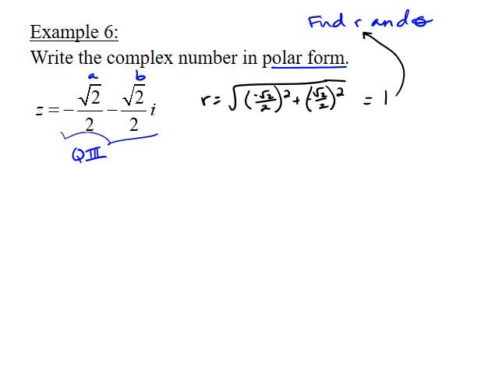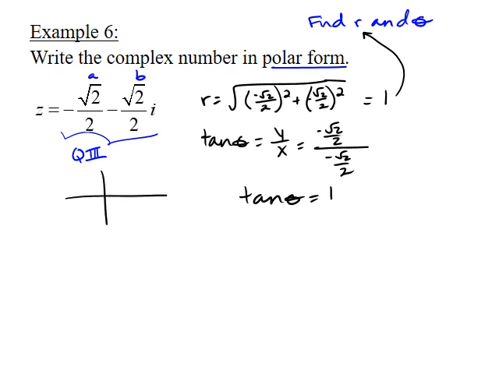Excellent. Now we need to find theta. Well, we know that tangent of theta is y over x. So that's negative root 2 over 2 divided by negative root 2 over 2, which is 1. So tangent of theta is equal to 1. This occurs at some multiple of pi over 4. And since we are dealing with quadrant 3, the multiple of pi over 4 in quadrant 3 is 5 pi over 4.